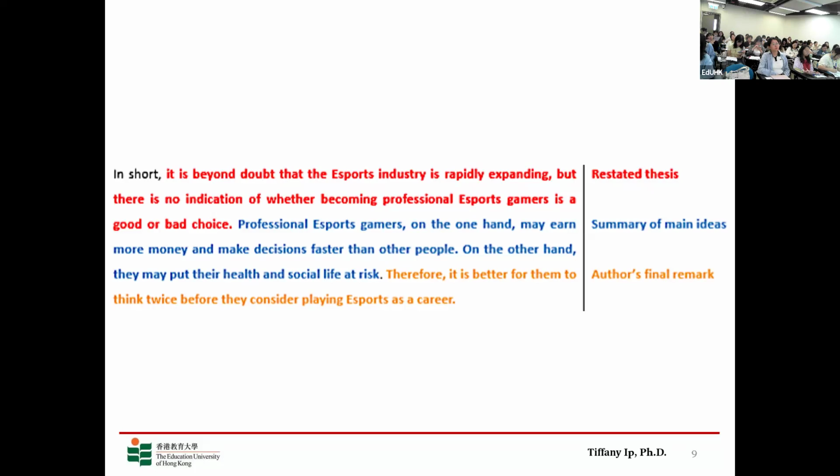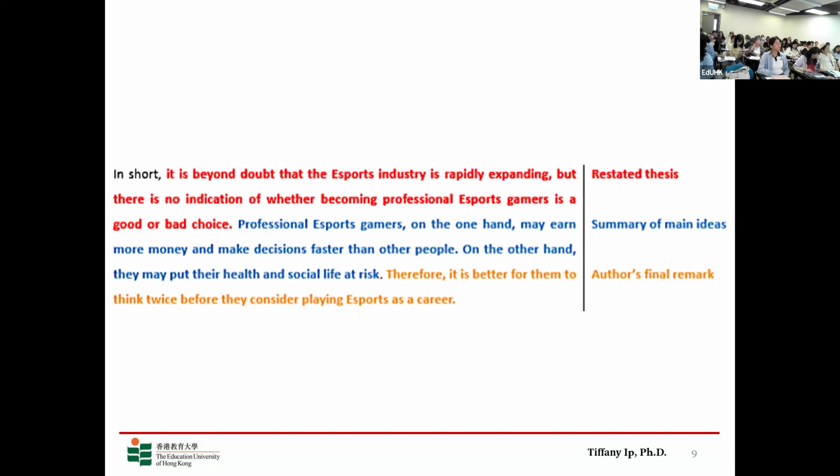And then the blue part here, I make it blue, is the summary of four ideas. You have four body paragraphs, meaning you have four arguments. They use here two sentences to sum up the four things. "Professional esports gamers, on the one hand, may earn more money and make decisions faster." Still remember that? Body paragraph 1, making money, decision making in body paragraph 2. And then "on the other hand", meaning talking about body paragraphs 3 and 4, "they may put their health and social life at risk." So this is what we call a summary. And in the conclusion, you don't need to give any details.